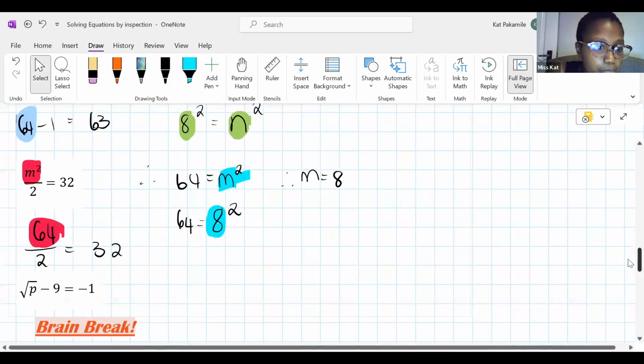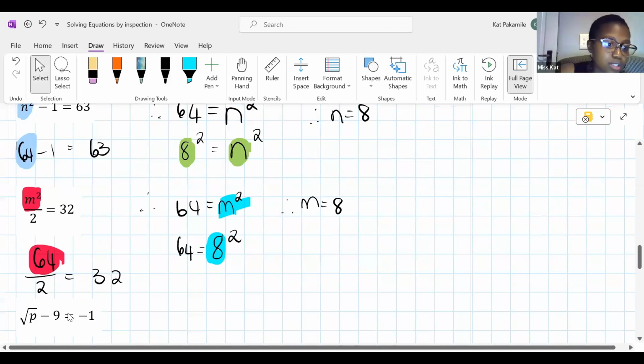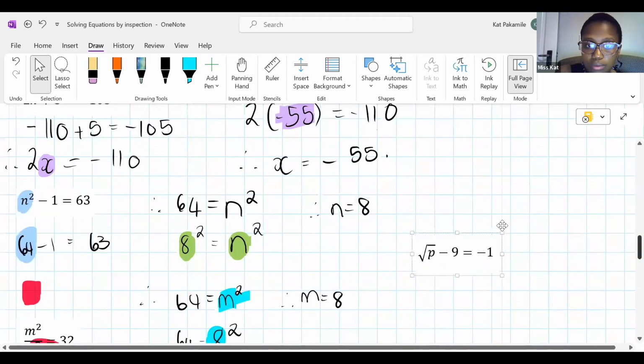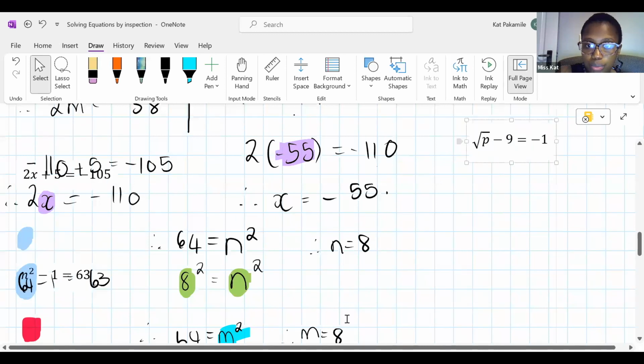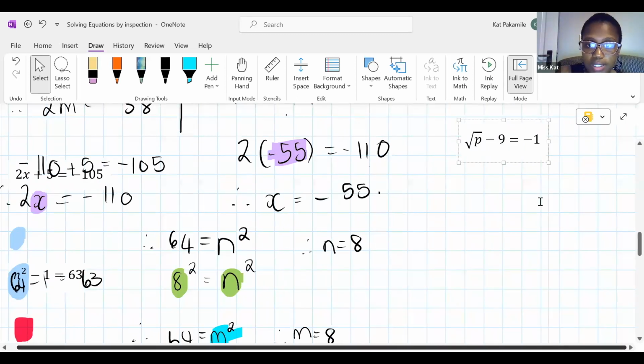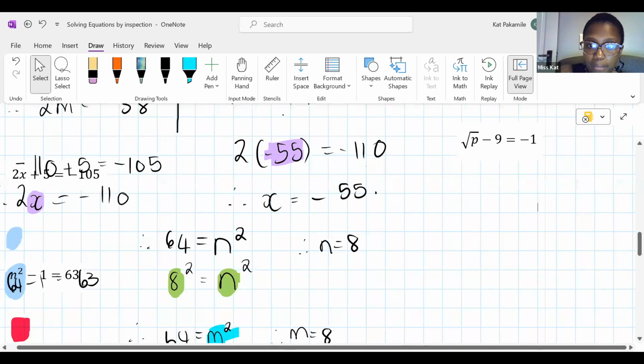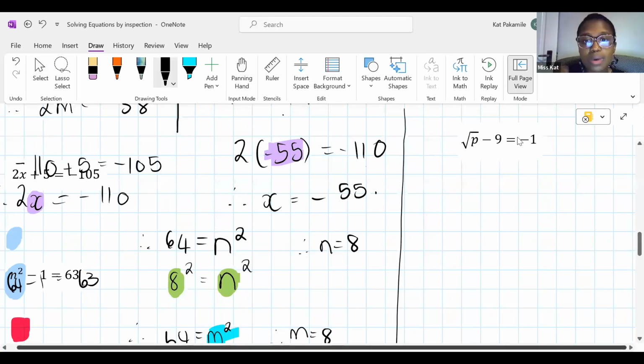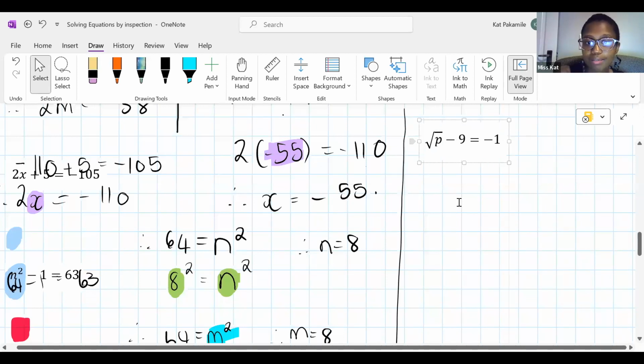Okay. Brain break is too soon. I'm going to give us a few more of these before we do the brain break. Okay, let's do that one that's on my right. I'm putting it there on the right. Let's just use the right hand side. Yep. There we go. So what number minus 9 is equal to negative 1?